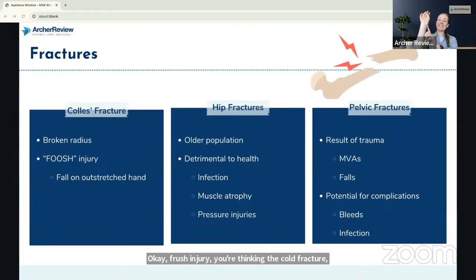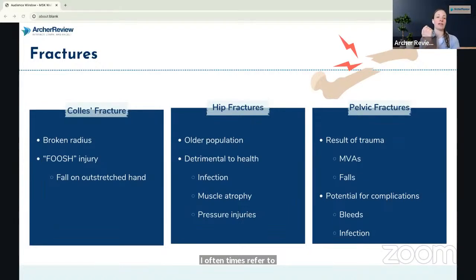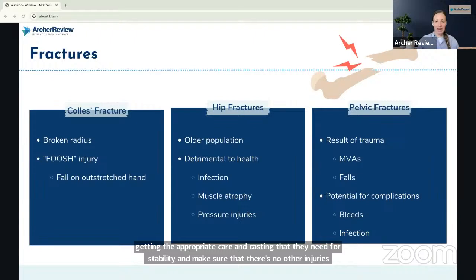Okay. If it is extending into the joint, that is immediate ortho. We're going to stabilize and cast. I oftentimes refer to ortho if the patient has insurance, just to make sure that they're getting the appropriate care and casting that they need for stability, and make sure that there's no other injuries going on. But we diagnose these with an x-ray.